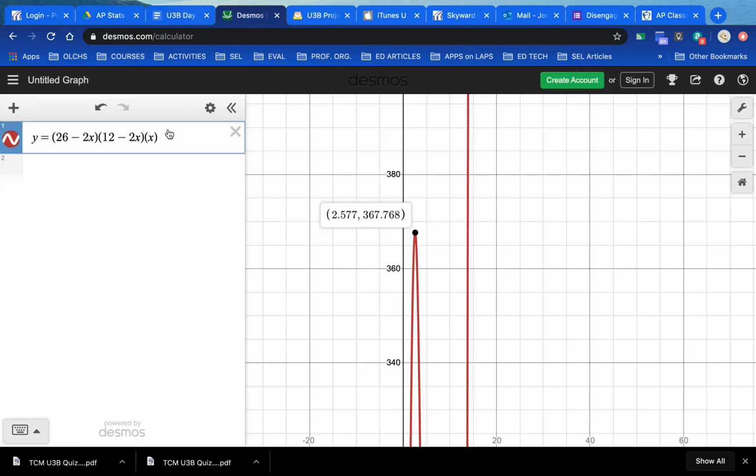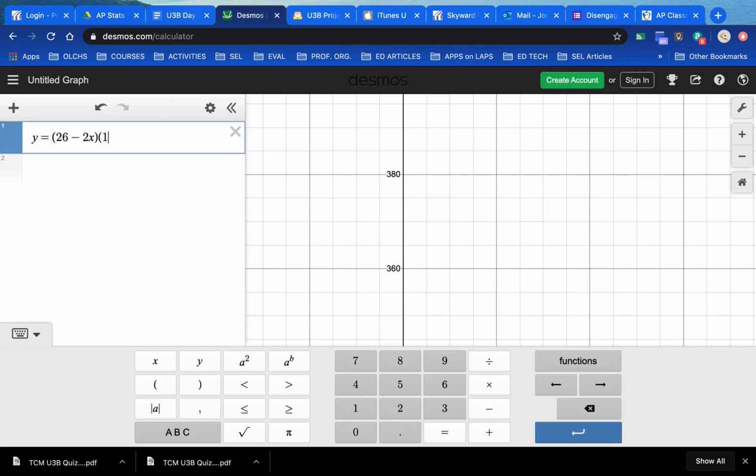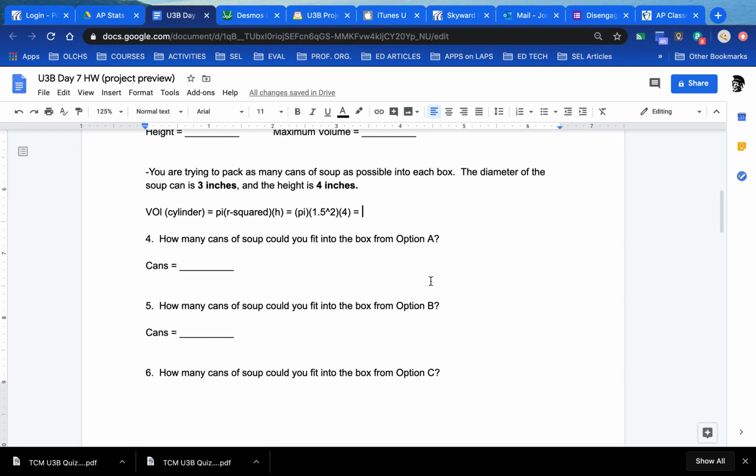Now, you could just go to Desmos if you're already using it and just type that in. So you could just do 3.14 or pi times 1.5 squared times 4. And it tells you right here, 28.27. So 28.27, and again, this is inches cubed or cubic inches. That is the volume of the can.